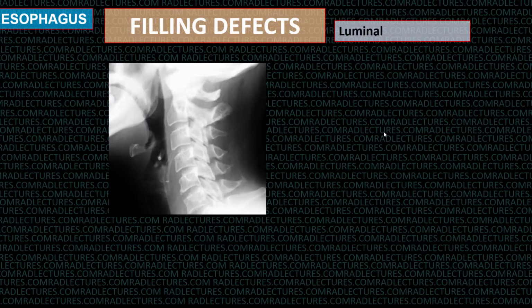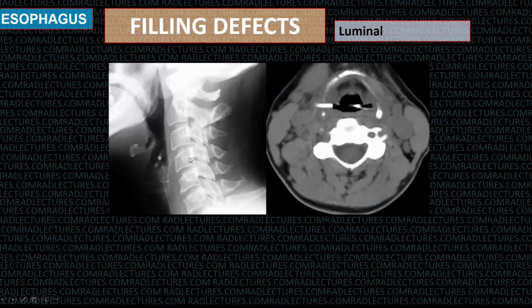Then here is another foreign body that you will find. This is in the pharynx, a chicken bone. You may or may not be able to see it. Similarly, fish bone, you may or may not be able to see it depending on whether the fish is cartilaginous or it contains a bone. But on CT, often you will be able to see the bone.